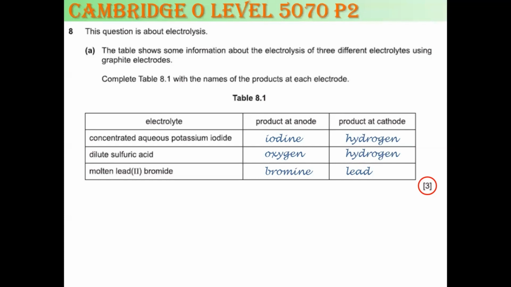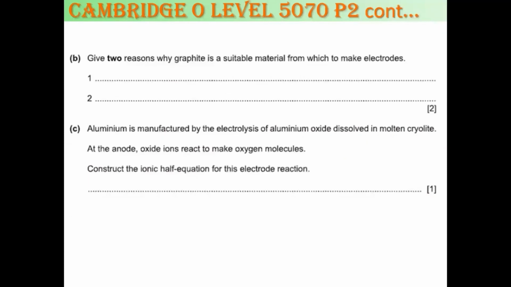Okay, we move on to the next question. Give 2 reasons why graphite is a suitable material from which to make electrodes. So they want 2 reasons. Supposed to give 2. All right. And here we are saying suitable. It's what we're focusing on.